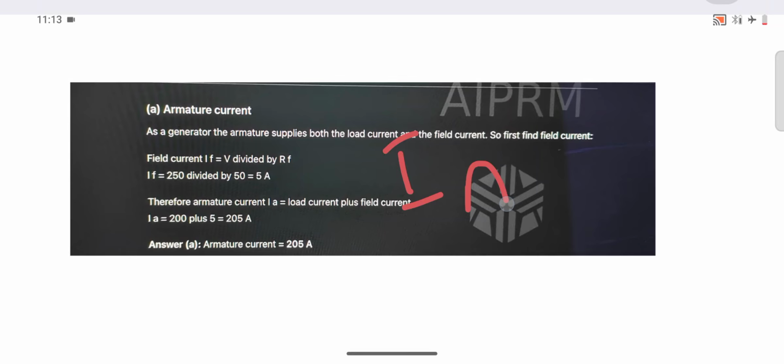Two things we have to see here. We calculated the field current, voltage divided by resistance. Now we have to calculate the armature current IA, which is equal to load current plus field current. Load current and field current are known, so the armature current will become 205. We have to remember armature current is equal to load current plus field current.